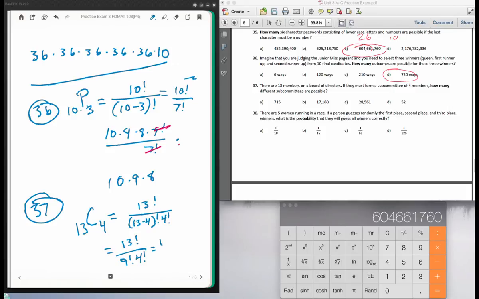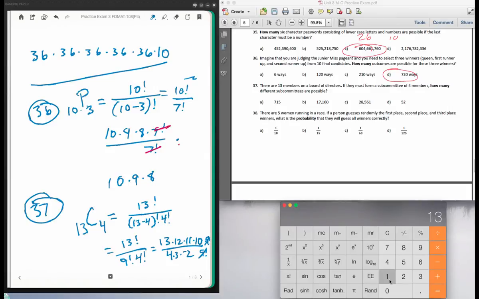In this case, 13 times 12 times 11 times 10 times 9 factorial. Notice that 9 factorial will cancel out with the 9 factorial at the bottom. So I'm left with 4 times 3 times 2. The 9 factorials cancel out. And I'll just do that calculation.